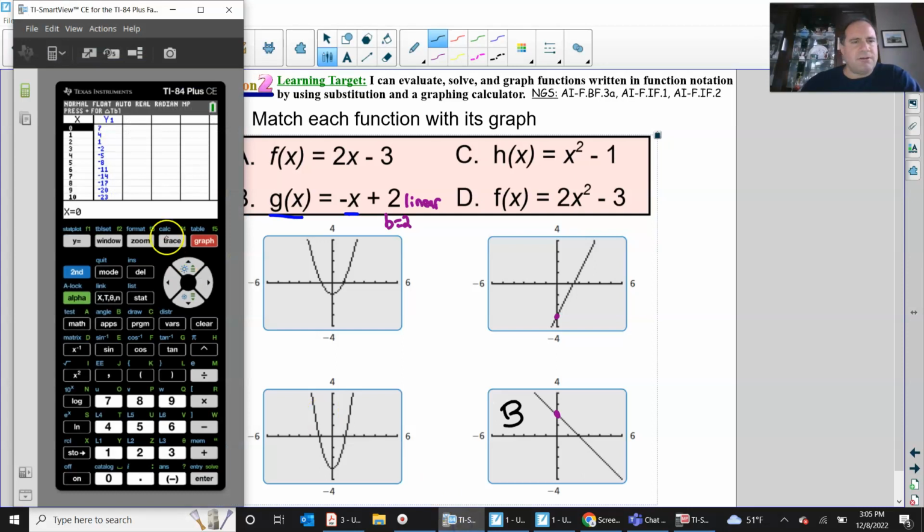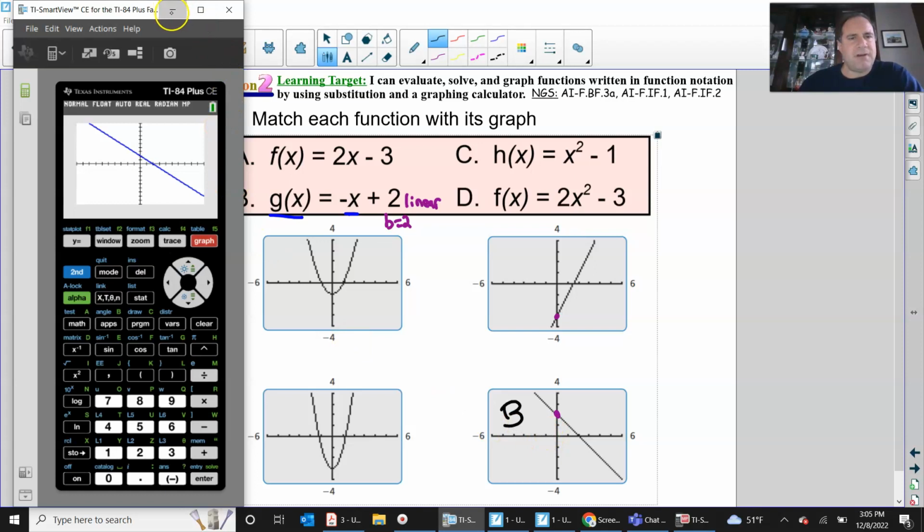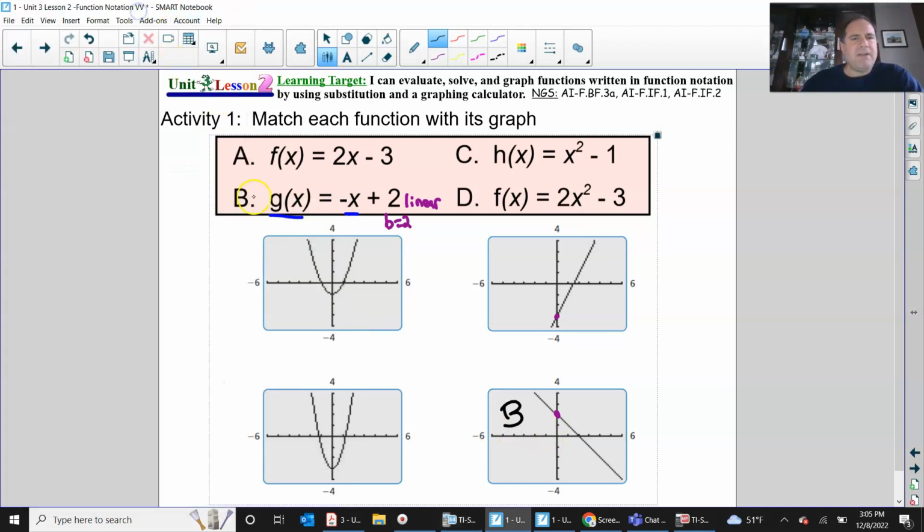If you take your graphing calculator and you want to graph it, you press y equals. And you clear this out, and you're going to put -x plus 2. -x plus 2, you press graph, and it looks just like this right here, and you know that that is the graph.